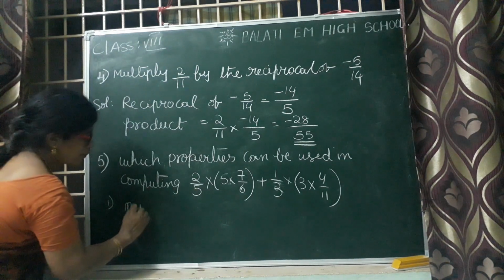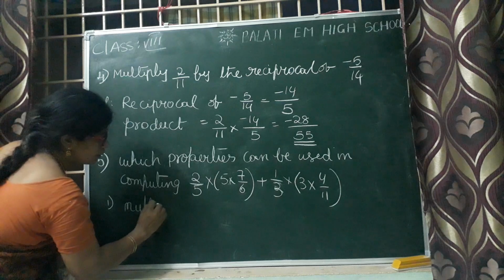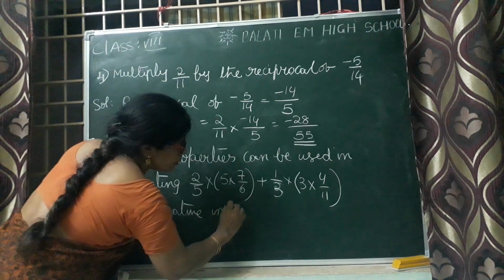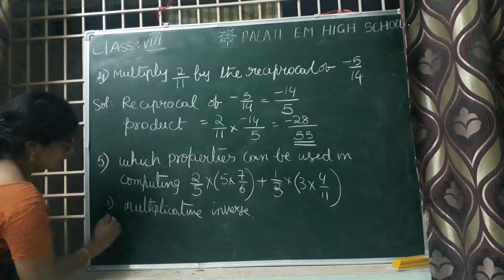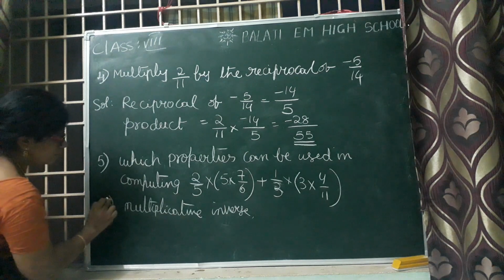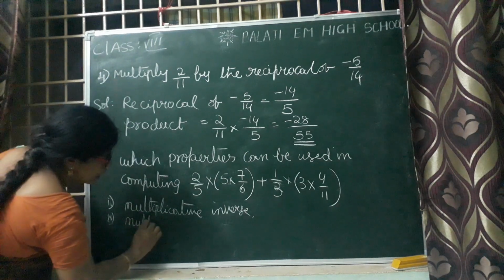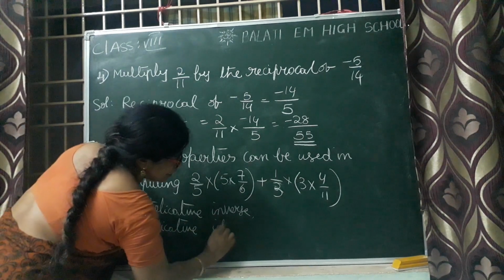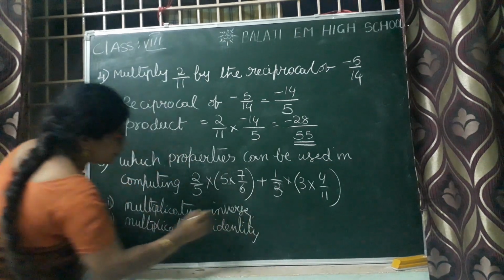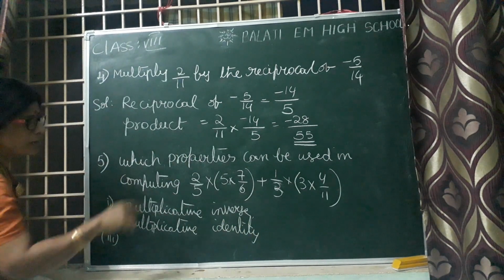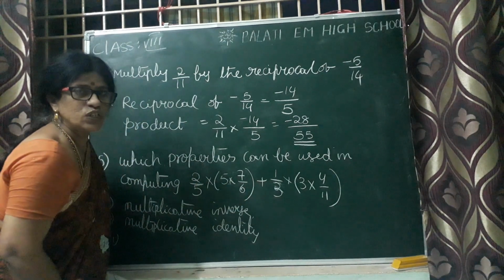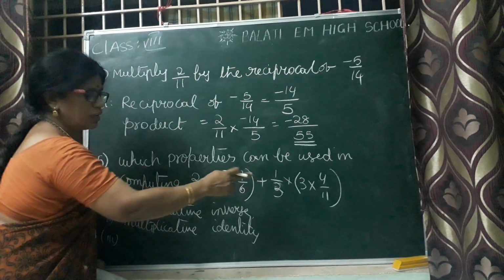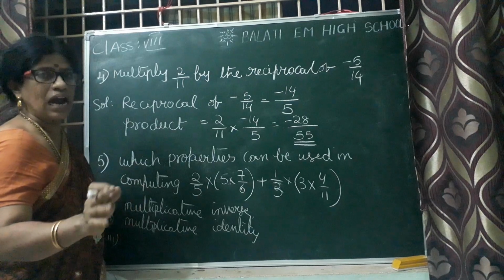First one is multiplicative inverse. Inverse may be used to find out the value. Next one is multiplicative identity. Identity can be used. Next one is associative property, which also can be used under multiplication. Here there is no question of place changing. If you have place changing, then the commutative property is applicable. Since you have no place changing, you can simply use the associative property under multiplication.